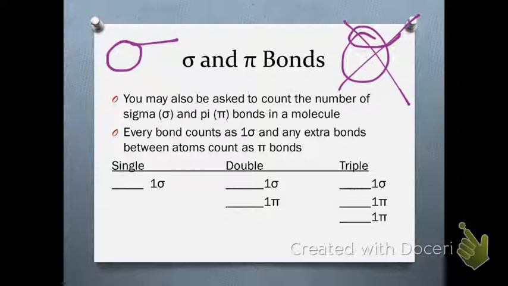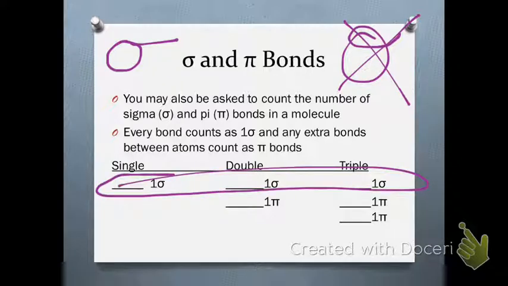So when you're counting the number of sigma and pi bonds, everything, a single, a double, and a triple, all count as one sigma bond. But any extra lines in the bond, so any extra in the double or the triple, count as pi. So it's pretty simple. Like in that previous molecule we just drew, BF4 minus, there's 4 single bonds. So there's 4 sigma bonds.